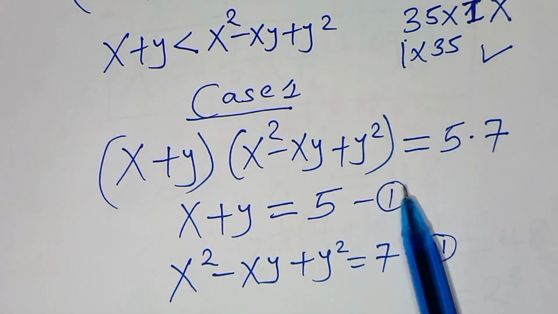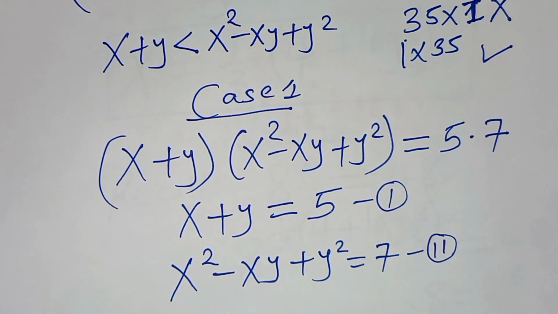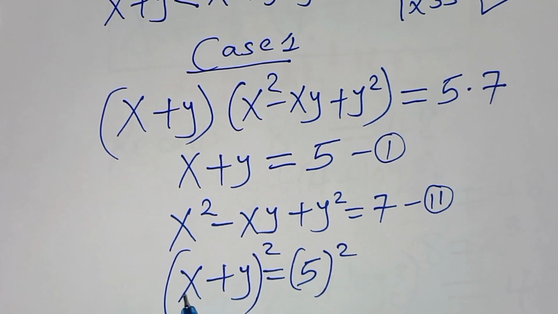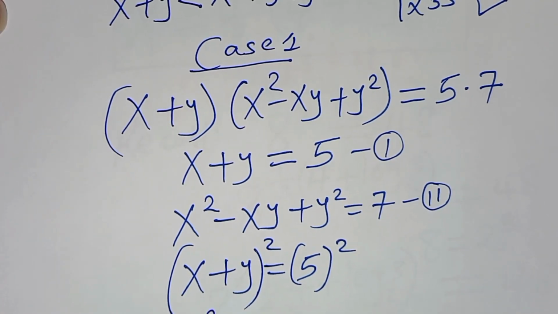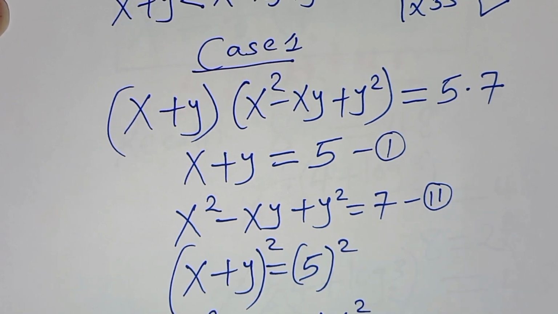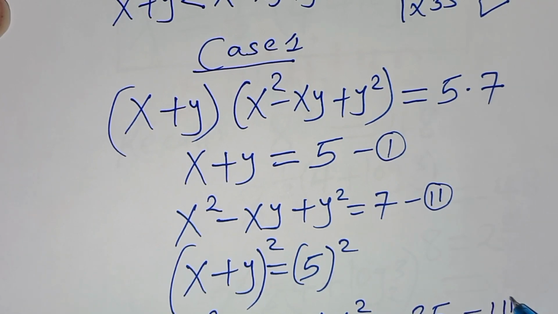Now from equation 1, we have that x plus y is equal to 5. So let's square both sides. That is the same thing as x squared plus 2xy plus y squared, which is equal to 5 squared, which is equal to 25. So let's call this equation 3.